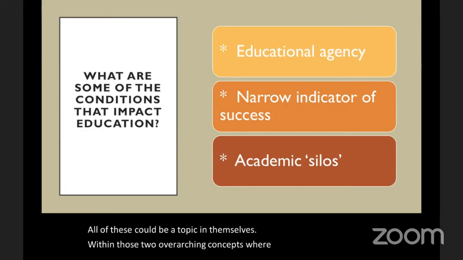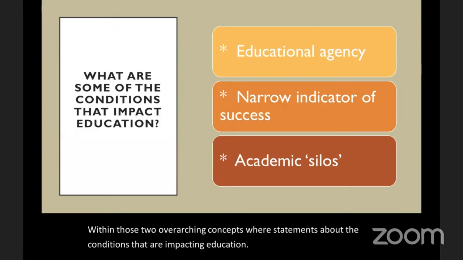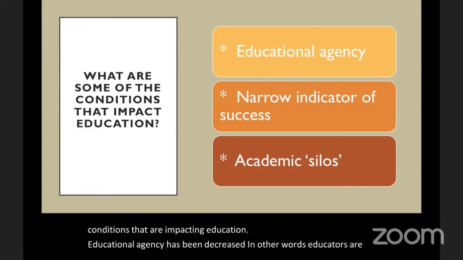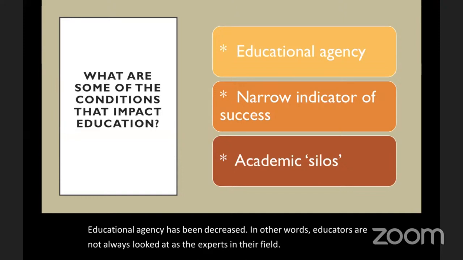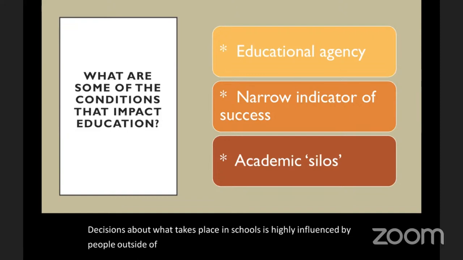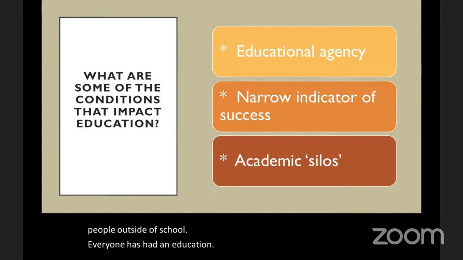Educational agency has been decreased. In other words, educators are not always looked at as the experts in their field. Decisions about what takes place in schools is highly influenced by people outside of school. Now, nearly everyone has had an education, but that doesn't really make them an expert.